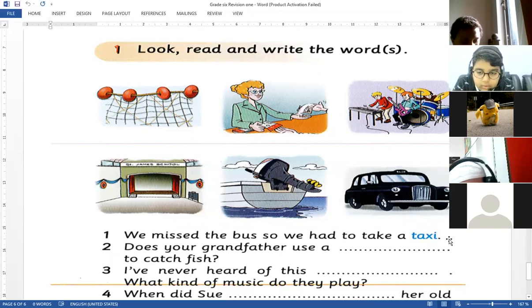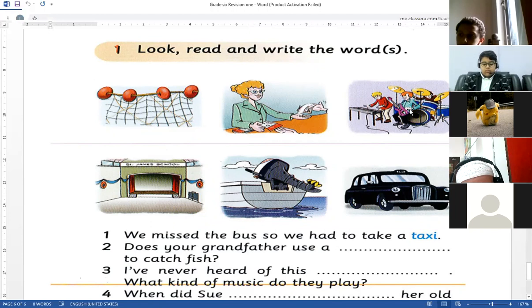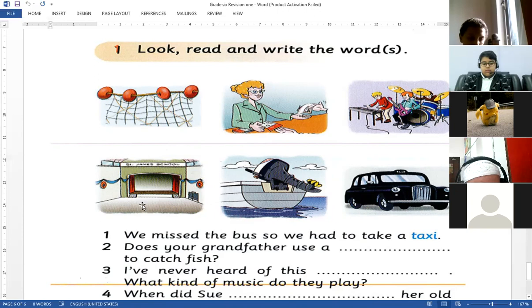Abdullah Ali Jalahma. Thank you, my dear. Abdullah Ali. Your teacher. Now, Abdullah, what is this? Net. Cell. Band. School hall. What is this? Motor. And this? Taxi. A taxi or a car.